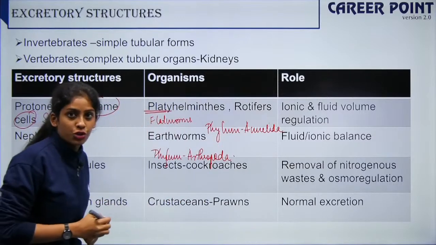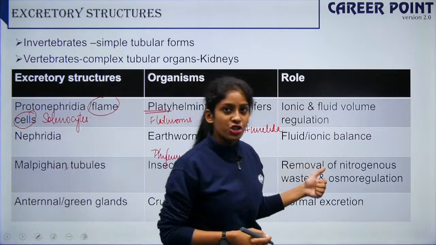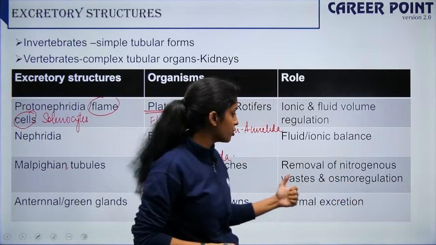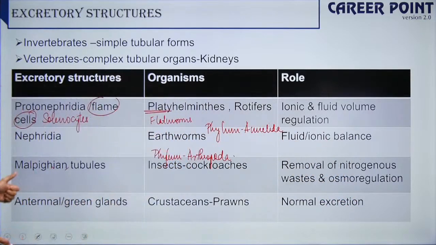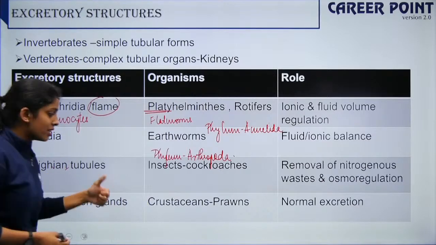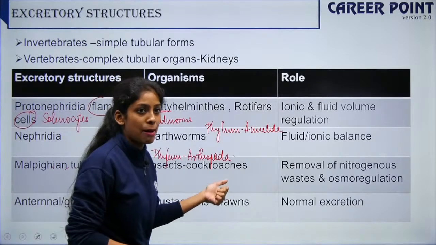So that is cockroaches, okay? So removal of nitrogenous waste and osmoregulation, this is the function of Malpighian tubules. Last we have antennal glands and green glands that are present in crustaceans, for example prawns.